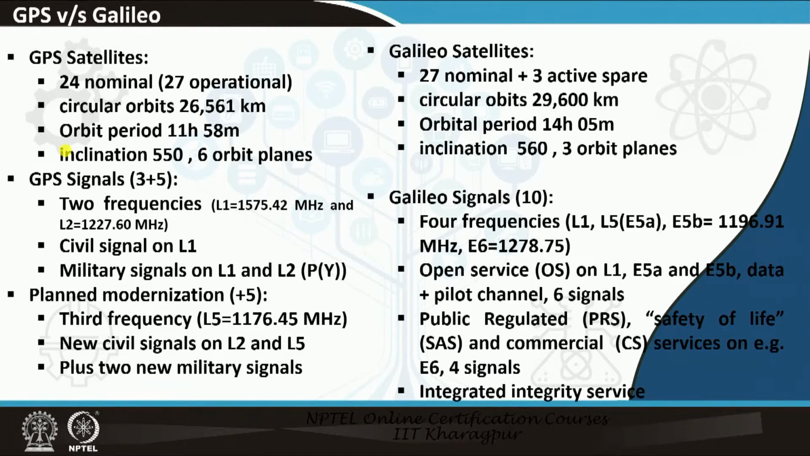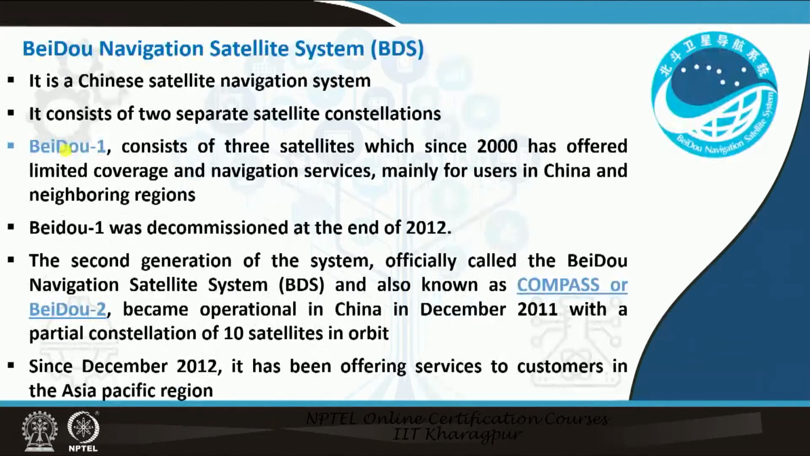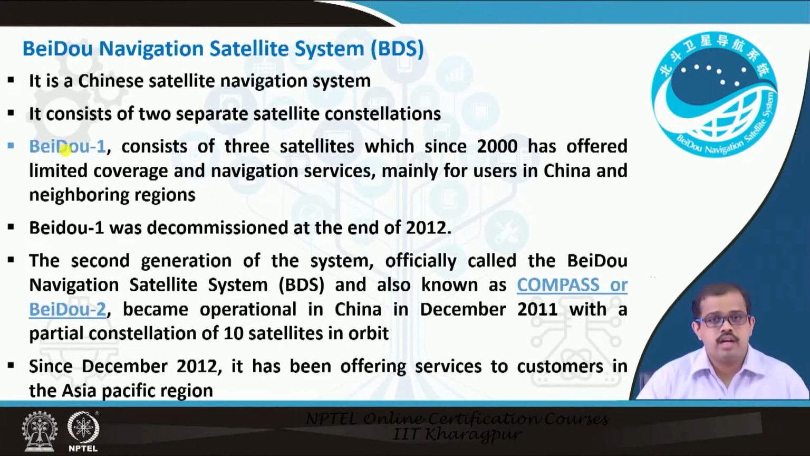Both of them have planned modernization. GPS has a third frequency, L5, that is being introduced. New civil service signals will be on both L2 and L5, plus 2 new military signals are being introduced. Maybe some years down the line, you will see that GPS has more modernized and planned signals that can give you more precise information on the Earth's surface. So that's about GPS and Galileo.